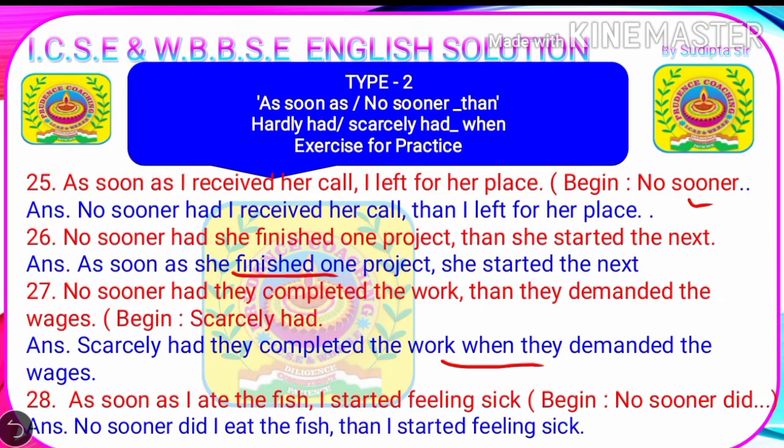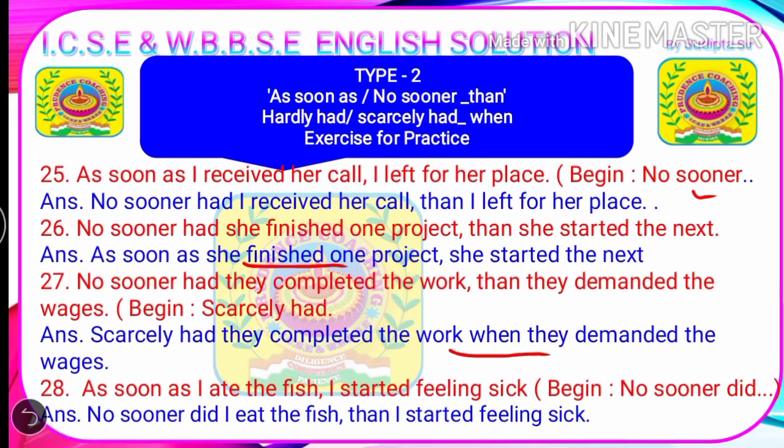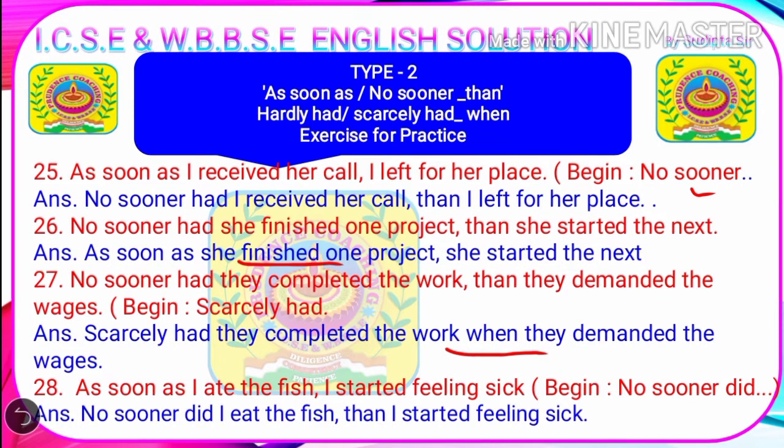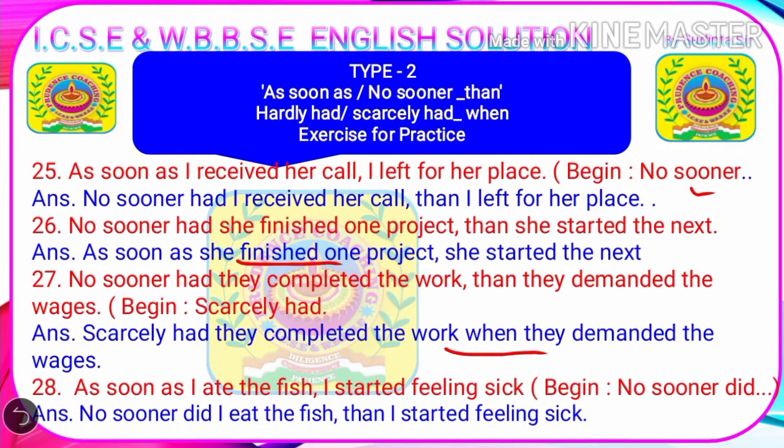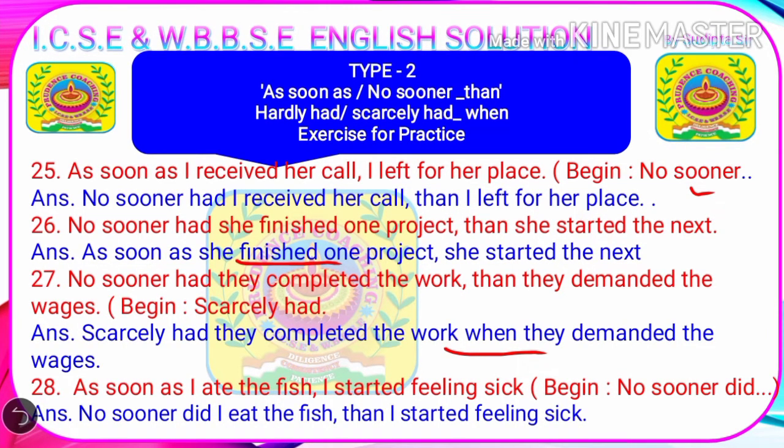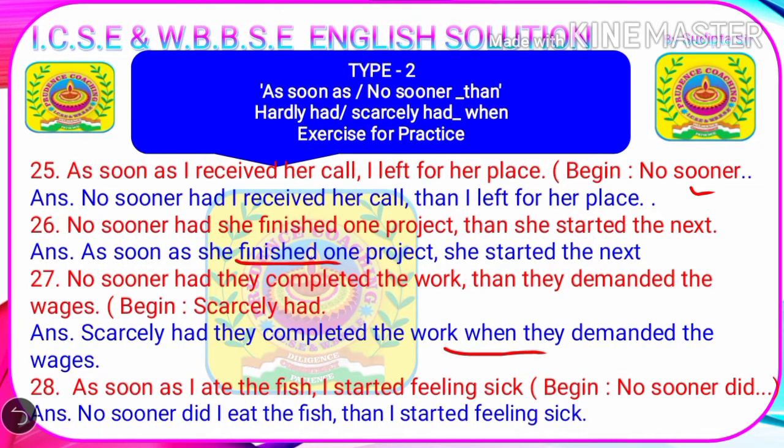Next there is, as soon as I ate the fish, I started feeling sick. Now just have a look that for as soon as we have used the past form of the verb, that is ate. So as soon as I ate the fish, I started feeling sick. Begin with no sooner did. The answer is no sooner did I eat the fish than I started feeling sick. So for using did, we'll have to use the present form of the verb, that is eat. So the final answer is no sooner did I eat the fish than I started feeling sick.